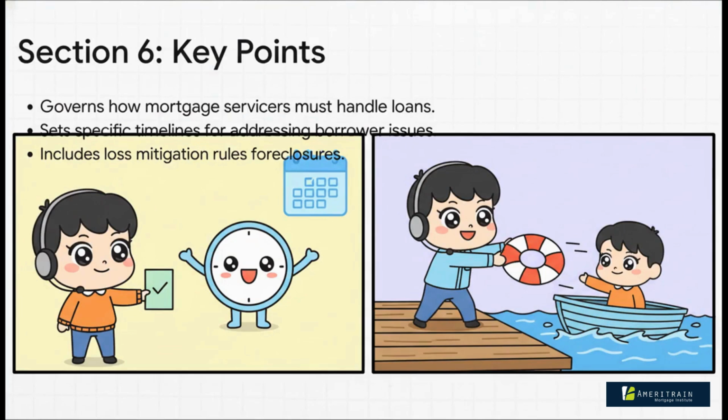So Section 6 is all about making sure the borrower gets treated fairly. It sets these really strict timelines for servicers to respond to questions, and it lays out loss mitigation procedures. What's that? Well, for example, if a borrower is unfortunately facing foreclosure, the servicer has a specific amount of time, think 45 days, to evaluate their options. It's all about protecting the homeowner.